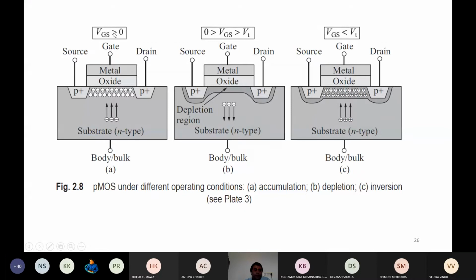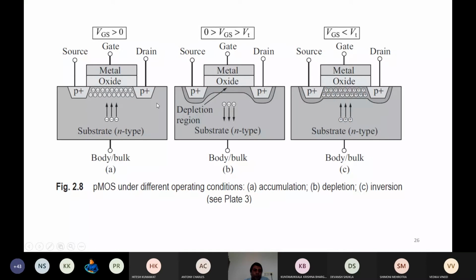Previously for the NMOS, positive gate to source voltage was required. Here negative gate to source voltage is required. At a certain negative voltage channel formation starts. Initially, when a positive gate voltage is given, accumulation happens. When a small negative gate voltage is given, that is, 0 is greater than VGS and VGS is greater than VT, a depletion region is there, and no channel is formed.